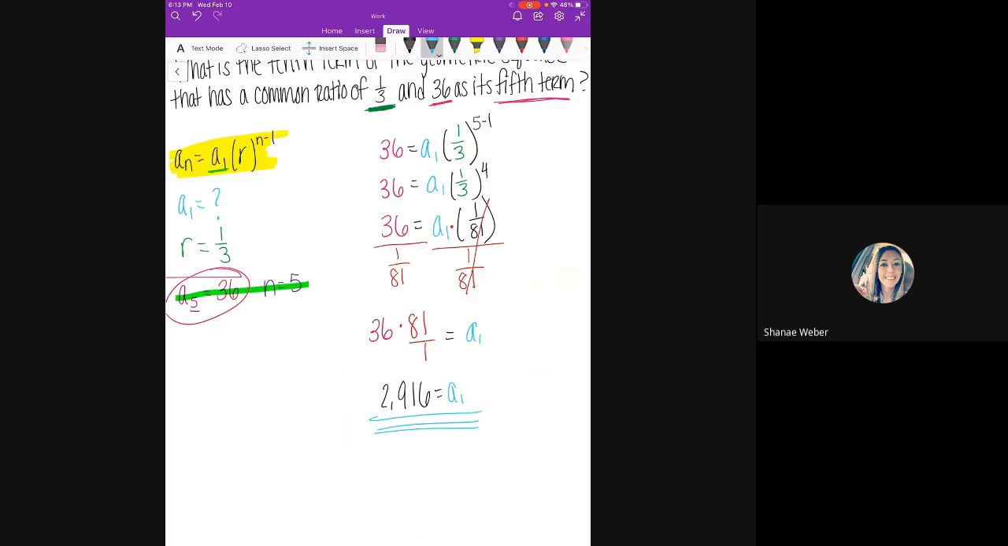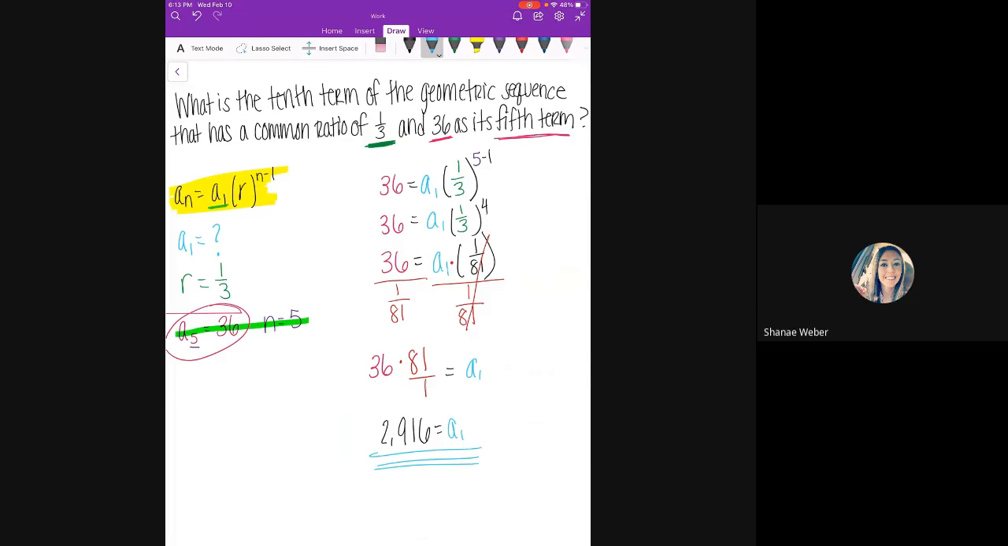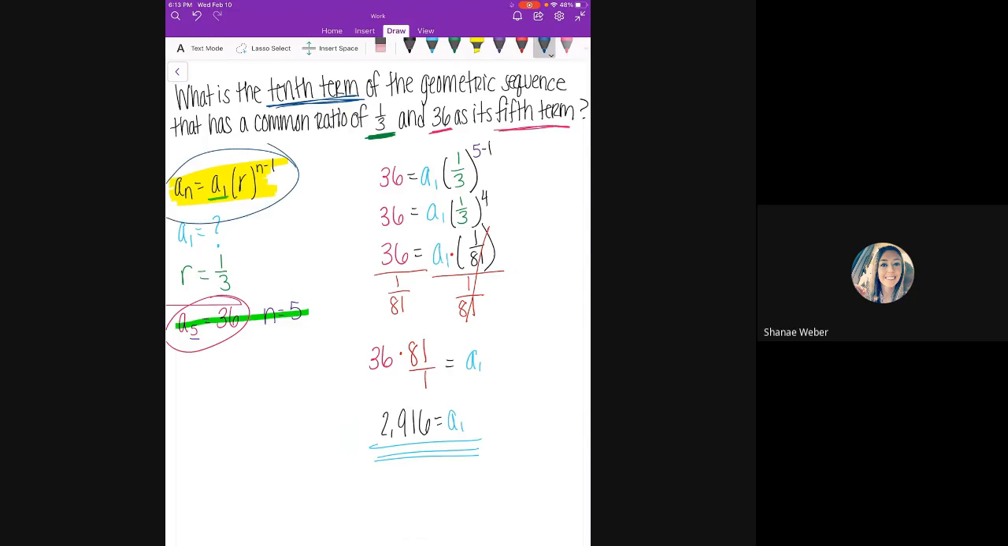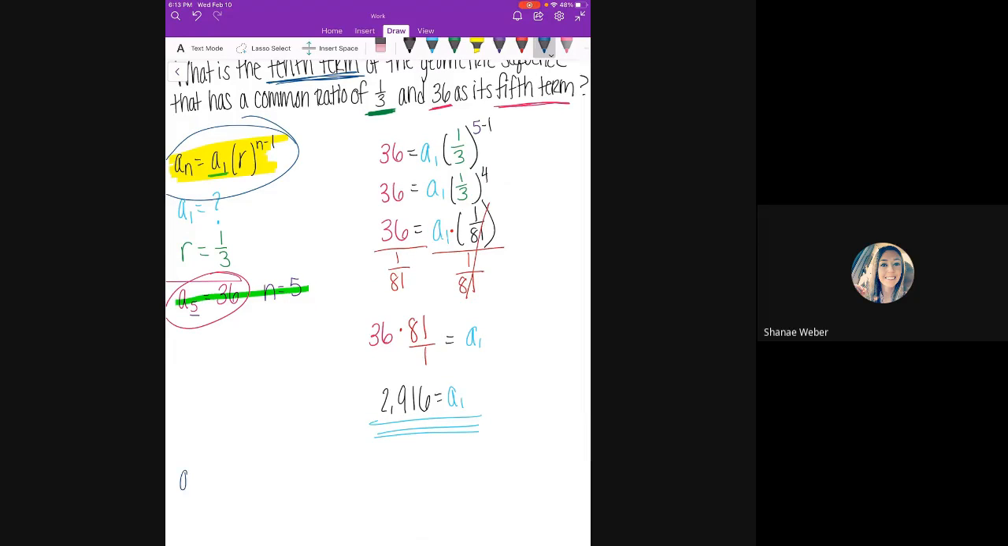Now, my question is, what is the 10th term? So what is that 10th term? I found the first term. That will help me find the 10th term. So I'm going to return back to this, but this time I don't know what A sub n is. But I do know what A sub 1 is. It's 2,916.